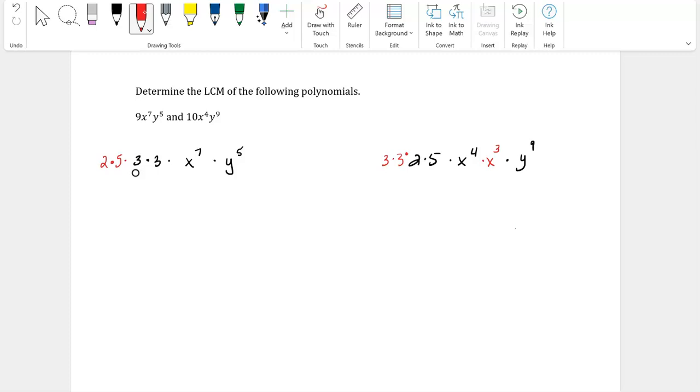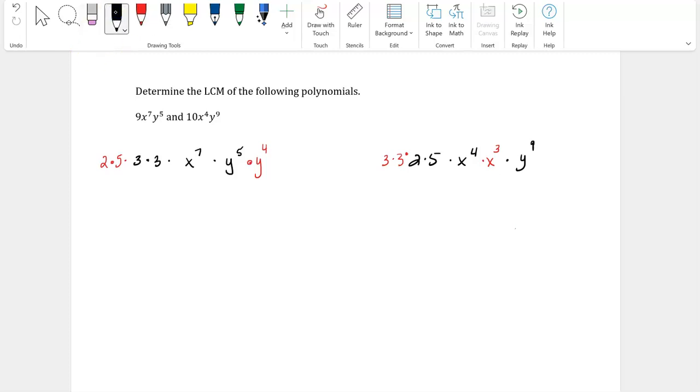So now let's compare the y's. The first expression has y to the 5th. It has 5 y's. The second expression has y to the 9th. For both expressions to have the same number of y's, I can go to the first expression and multiply it times y to the 4th. Now both expressions have 9 y's. Both expressions have y to the 9th.